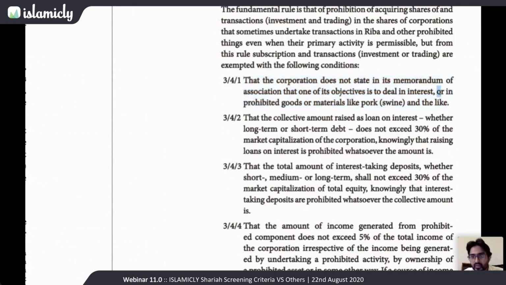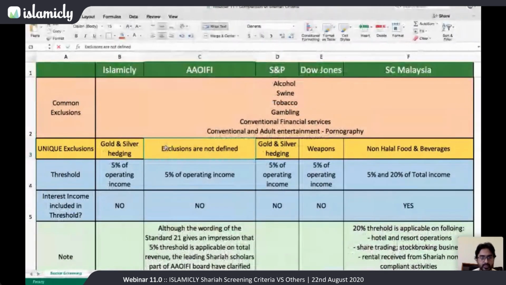So if you can see this one, they made a very general statement as to what are the excluded business activities. That means the prohibited goods or materials like pork and the like. They haven't gone ahead and specifically mentioned whether alcohol is non-compliant, whether conventional financial services is non-compliant, whether conventional entertainment is considered non-permissible, whether weapons are considered non-permissible. So EOFI has just given a very broad guideline as to what is considered permissible and what is not considered permissible. Hence, in my comparison, I have mentioned specifically that exclusions are not defined over here.